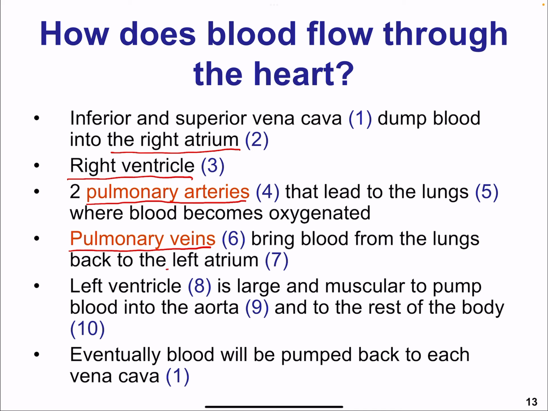All right, so we are here in the left atrium, and from the left atrium to the left ventricle, and from the left ventricle to the largest blood artery, the aorta, and from the aorta to the rest of the body. And eventually, the blood is going to be pumped back to each vena cava. So one vena cava, two vena cavae.